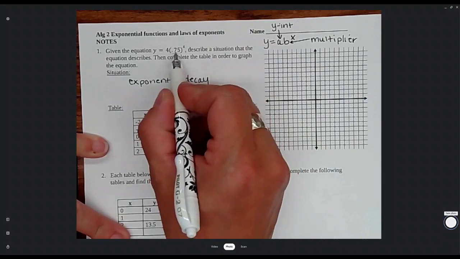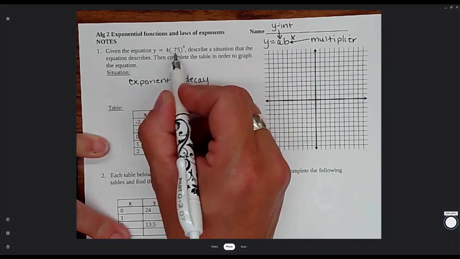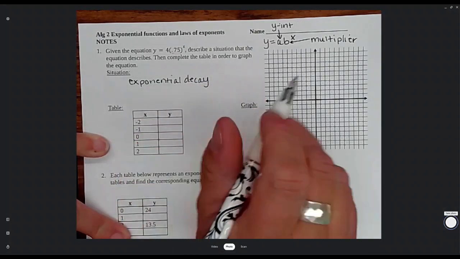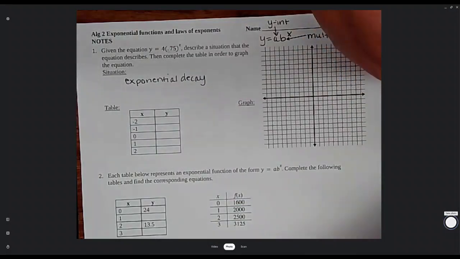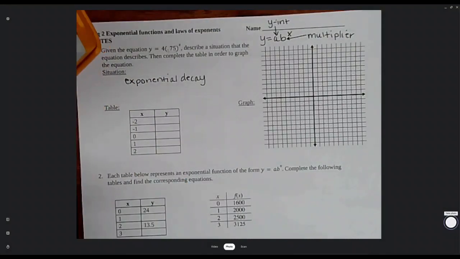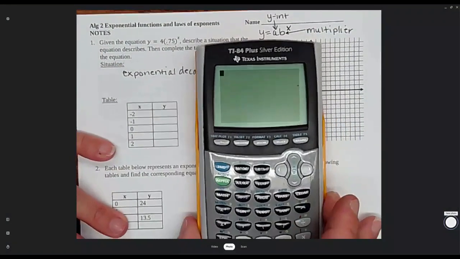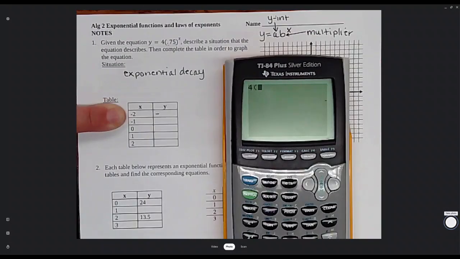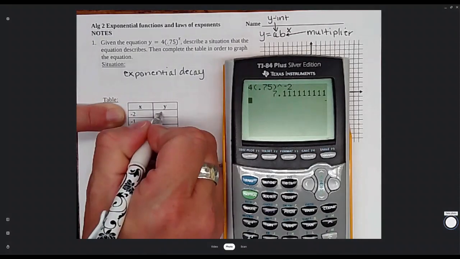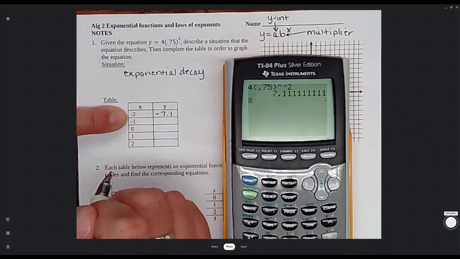If this was more than 1, like 1 point something, that would be an example of exponential growth. So that's some of the basics. I'm not going to do a specific situation, just in general. All right, so plugging these in our calculator, I get about negative 0.71 on that one.